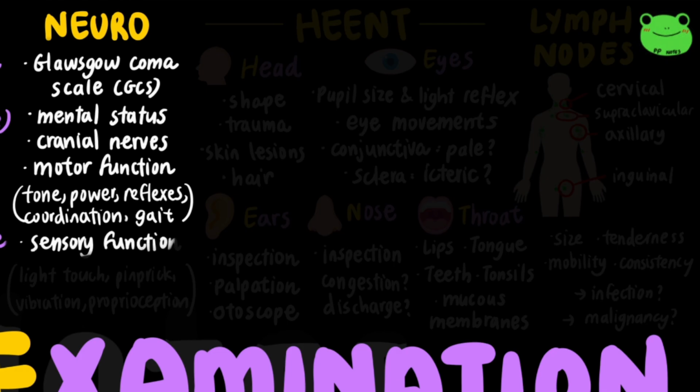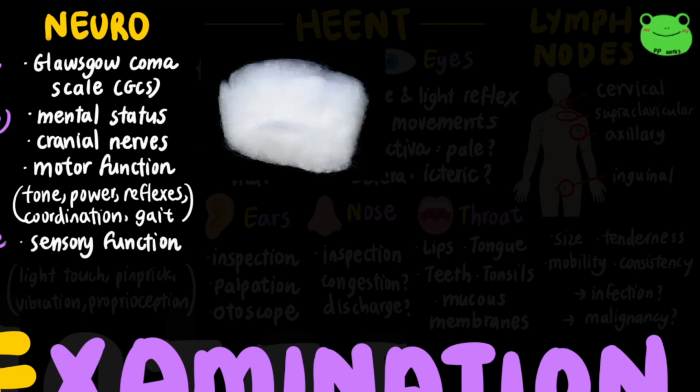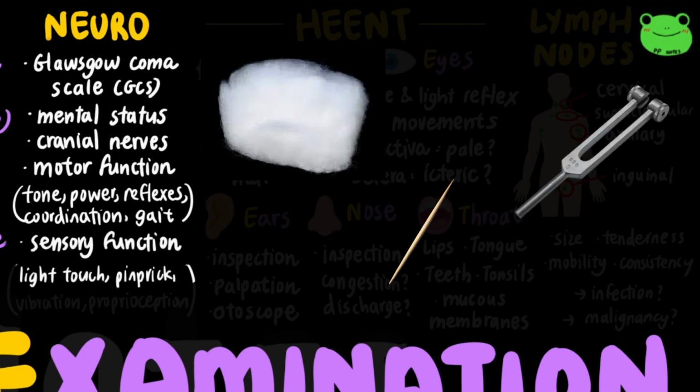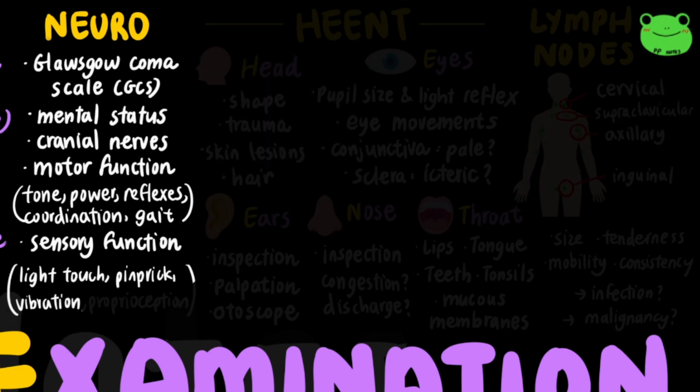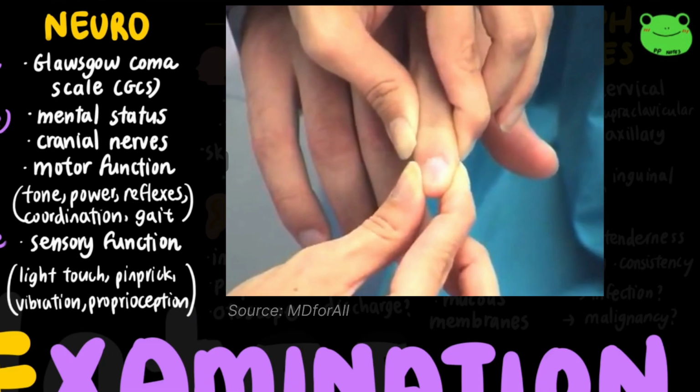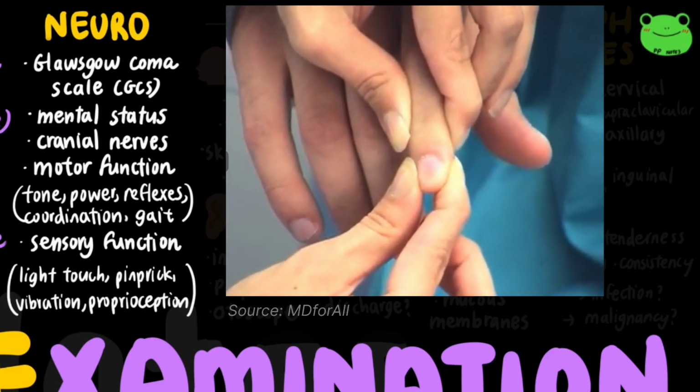For sensory function, we check different modalities: light touch with cotton, pinprick with toothpick, vibration with a tuning fork, and proprioception, the sense of joint position, tested by moving a finger or toe up and down with the patient's eyes closed.